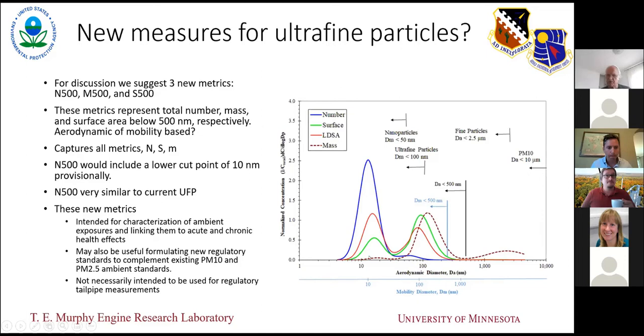And there's a difference. Here is a sort of typical trimodal distribution, and by mobility diameter, below 500 nanometers captures this much. By aerodynamic diameter, below 500 nanometers captures all this. Again, whether you take aerodynamic or mobility, these metrics do effectively capture all number, surface, or mass.